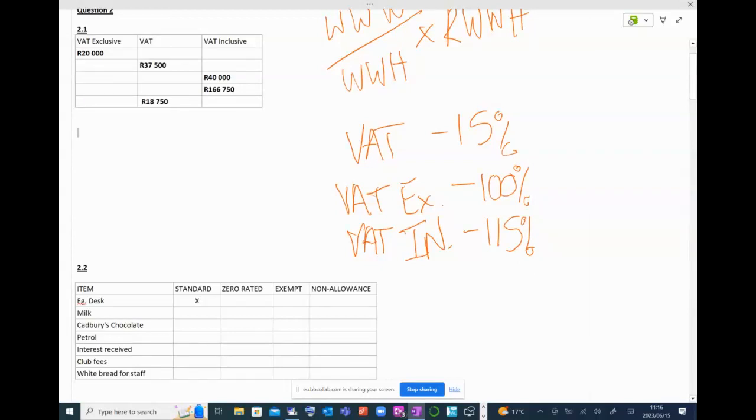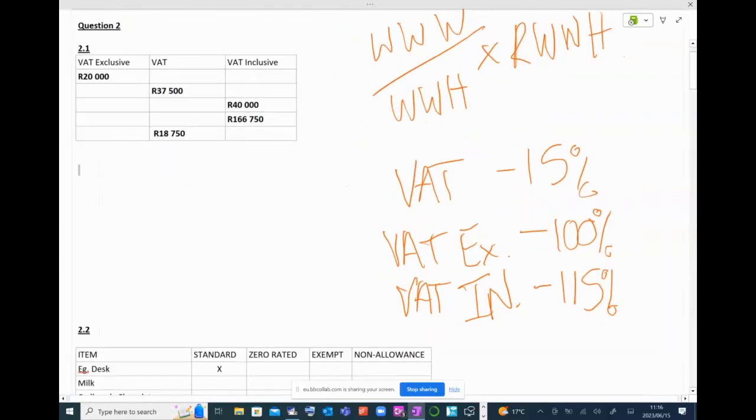All we now need to do is calculate here fast: what is our VAT amount, and what is our VAT inclusive? I'm going to do the first row with you. Here we want the VAT amount, so we can start there. What we want is the VAT amount, which we know is 15.